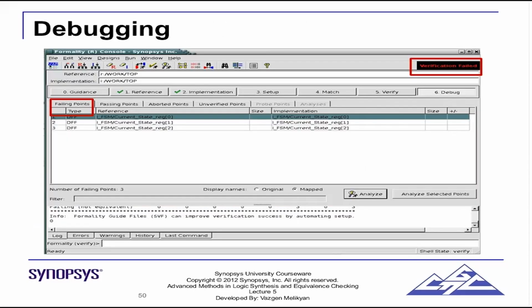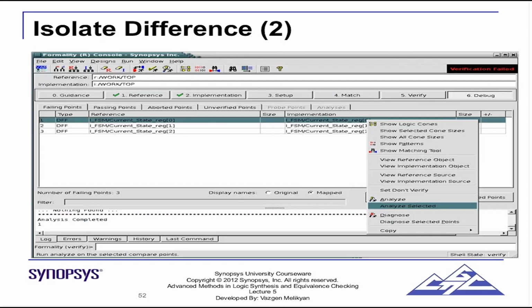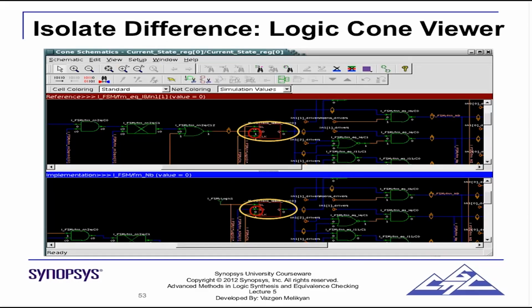So this is a debug window. It shows you the failing points. It is telling you that the left hand side is the reference, the right hand side is the implementation, and the type is DFF. Now you isolate a failing point, right click on that and select diagnose. A separate analyze tab will appear. You select the error candidate and then you can say show me the logic cone. It will show you the logic cone like this. You can select one failing point, say analyze selected, and it will open up the logic cone for you.